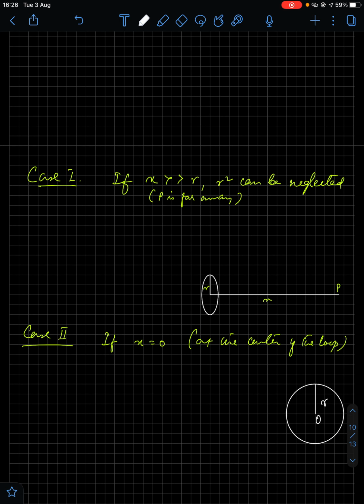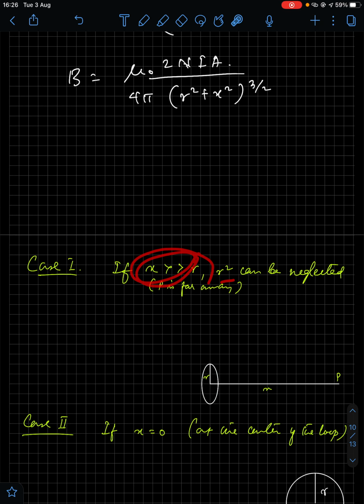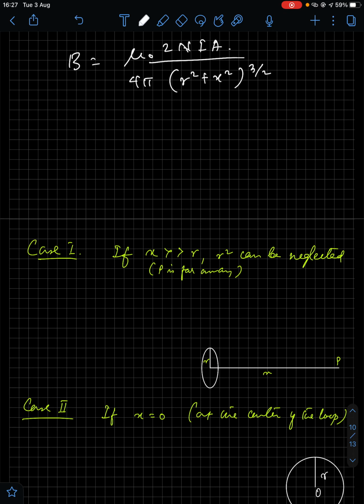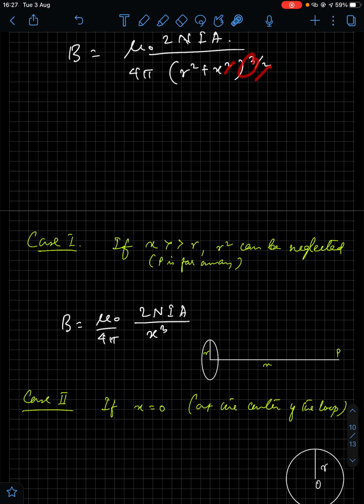If x is much greater than r, then r square can be neglected in the above relation, because r is already very small near x, that means r square will be even smaller. So in such a case, the relation will become B equal to mu naught by 4 pi, 2NIA divided by x cube. So this r vanishes, this is neglected, and x square to the power 3 by 2, the 2 cancels, then what survives is x cube. So this is one of the relations.